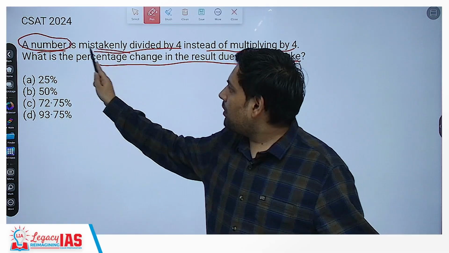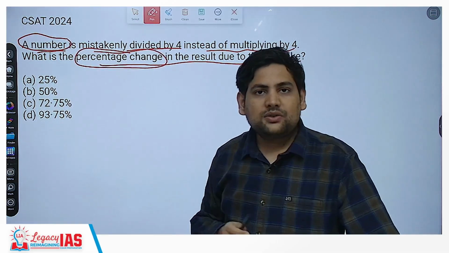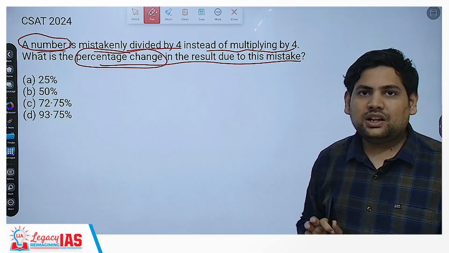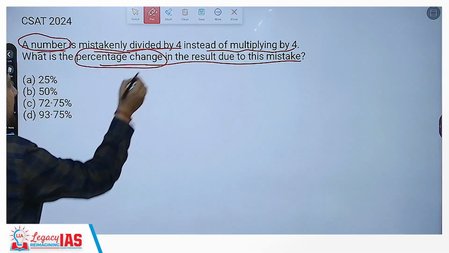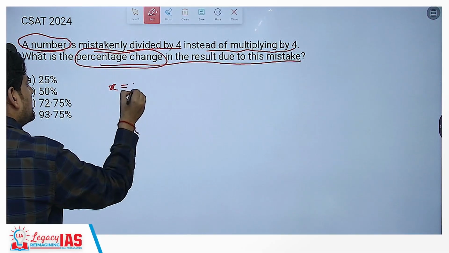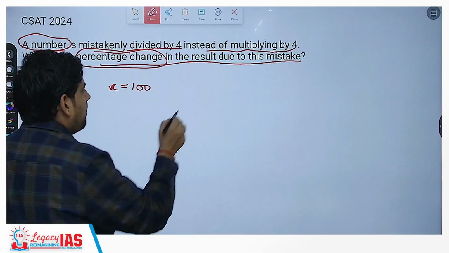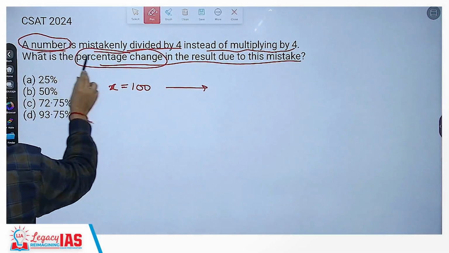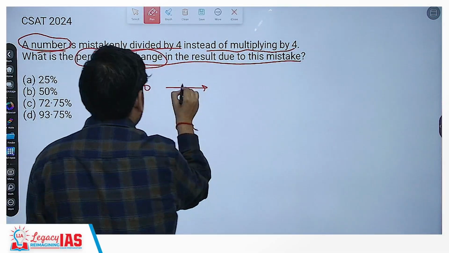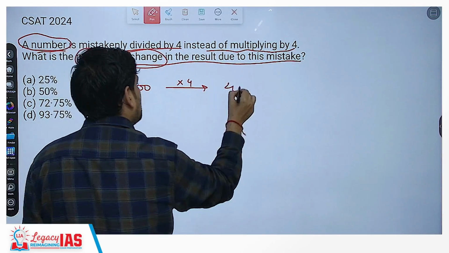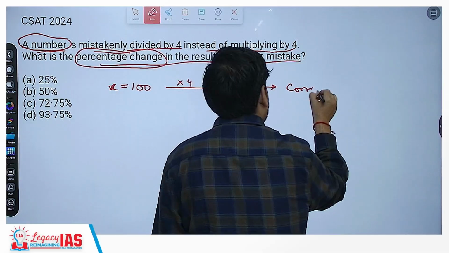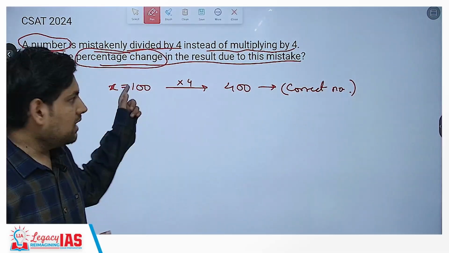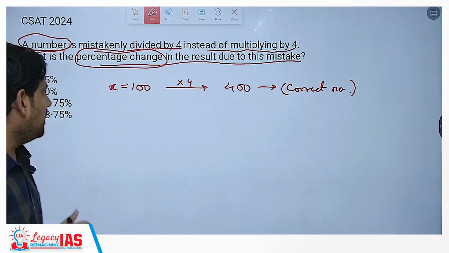Now, you are asked about percentage change. From this, you can assume the number to be any number initially. So, let's say at the start, the number was 100. Now, originally or correctly, what he should have done is multiply it by 4. So let's multiply this by 4. 100 into 4, 400. This is the correct number. This should have been recorded. The number should have been multiplied by 4. Now, instead what did he do?